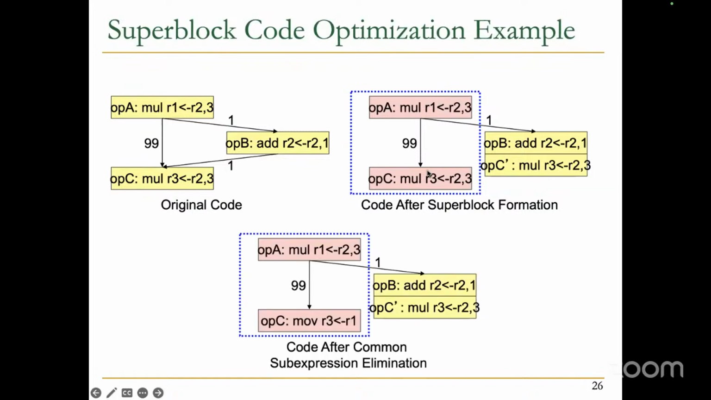The realization is that you can basically identify the common sub-expression. This is called common sub-expression elimination. R2 times 3 is a common sub-expression between these two operations. They're both doing R2 times 3. So you realize that this already computed R2 times 3, so I'm just going to move R1 to R3 for this. So I reduce the strength of a multiply to a move, and moves are much cheaper than multiplies, okay?